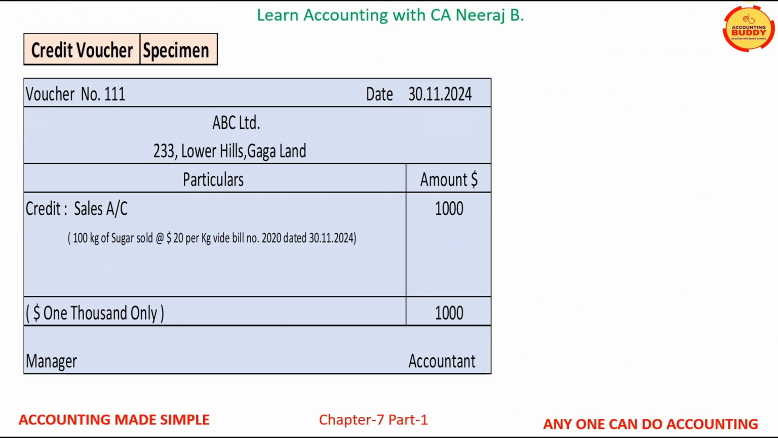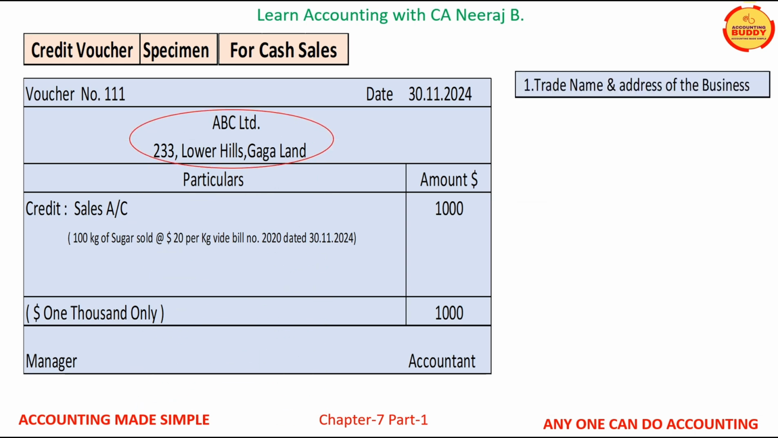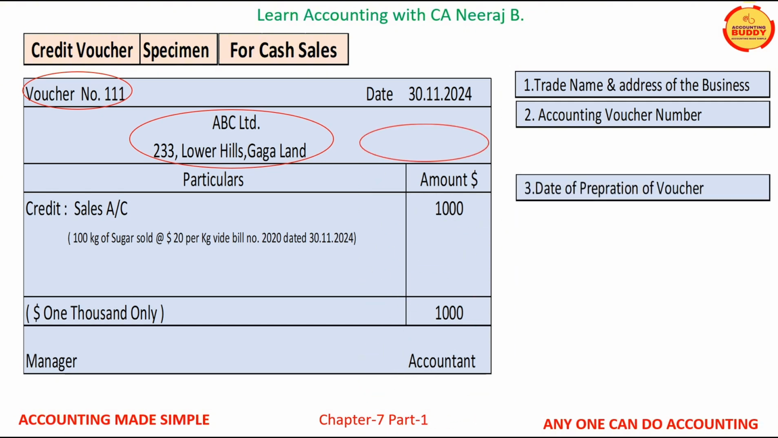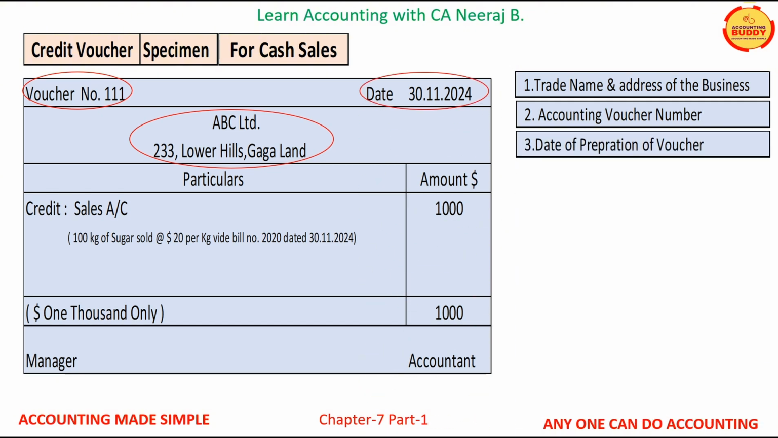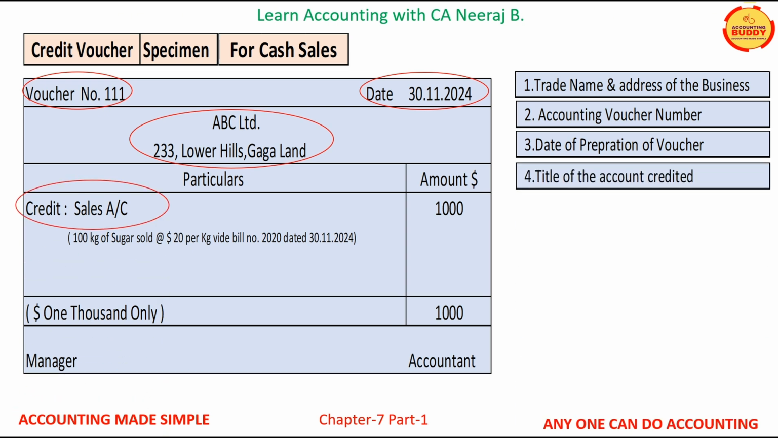Credit voucher will have the name and the address of the business. Credit vouchers are serially numbered and dated. Sales being revenue is increasing, therefore the sale account will be credited. The credit voucher amount will be written both in figures and words.